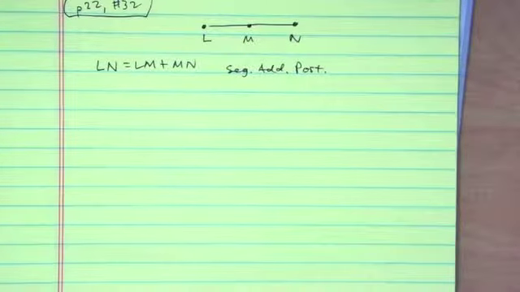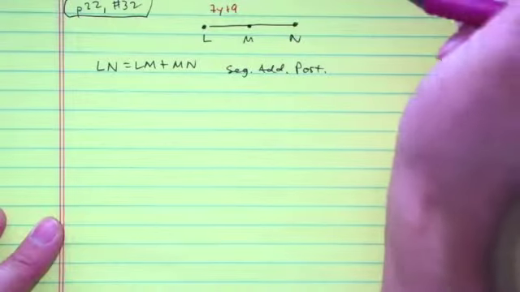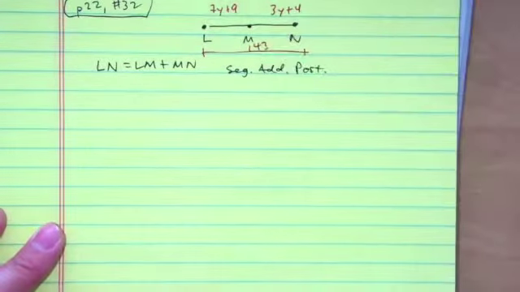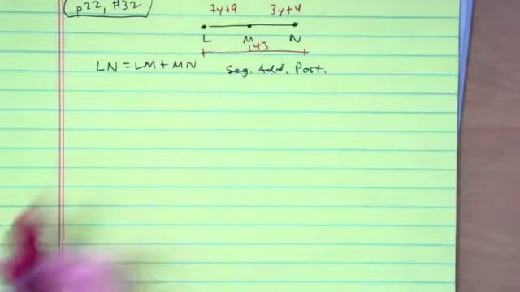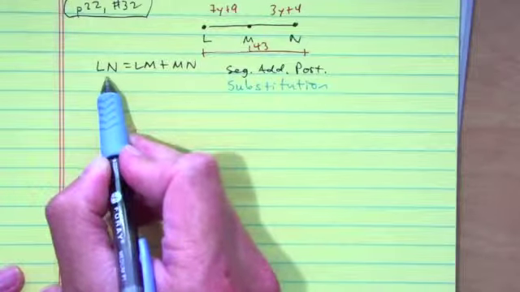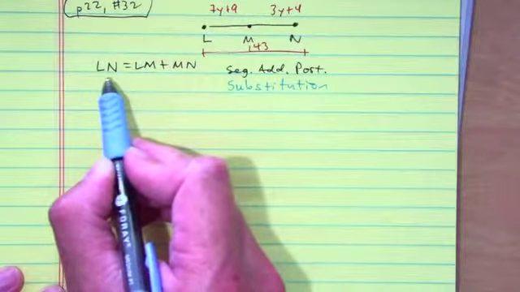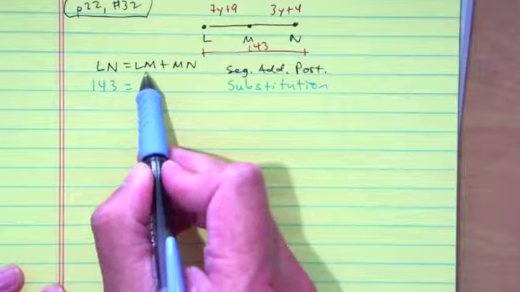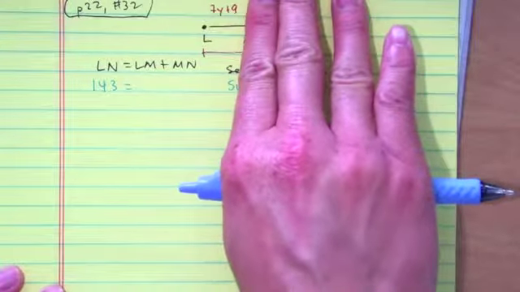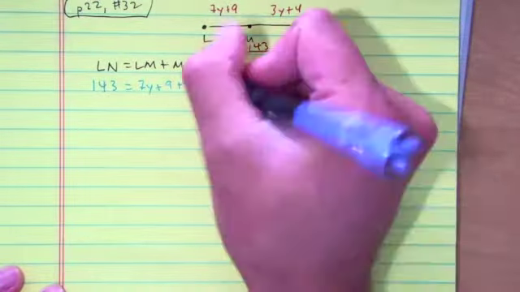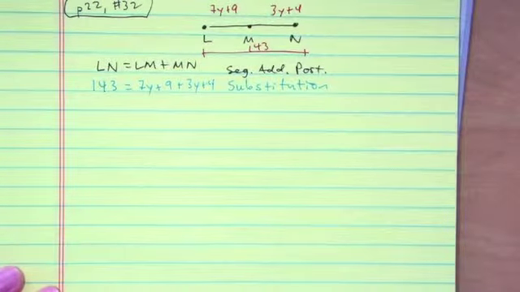Okay. Now the given information tells us this. LM is equal to 7y plus 9, and MN is equal to 3y plus 4, and this whole length here is 143. Okay? So class, if I put the numbers in here, what is that called? So we're going to do a substitution. What do I put here? 143 for LN equals, what goes in here? 7y plus 9. There's a plus sign, and MN, 3y plus 4. Okay, there it is. So we just did a substitution there.